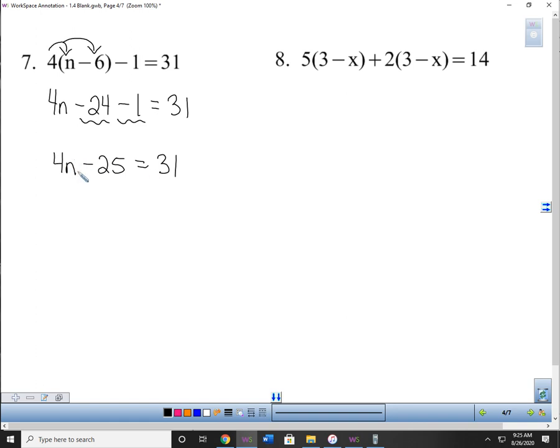So now I'm ready to solve for n again. I see that n is being multiplied by 4 and that I am subtracting 25. So I'll undo the subtraction first by adding. So over here those cancel, and I have 4n left on this left side equals 31 plus 25, which gives me 56. Now all I have to do is undo the multiplying by dividing. So I'll divide by 4. 56 divided by 4 is 14.